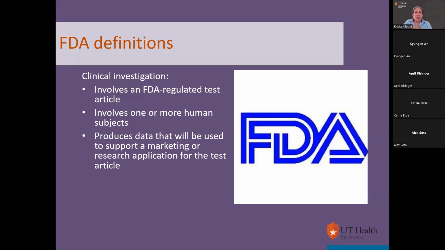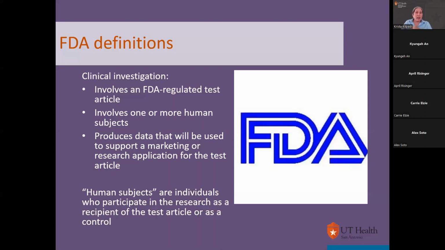And going back to the definition of human subjects for the FDA, as far as they're concerned, human subjects are individuals who participate in the research as either a recipient of the test article, again, that drug or device, or as a control. So they don't necessarily have to get the device if they're a control in that study. But if you have those in your study, then the FDA is going to consider that human subjects research.